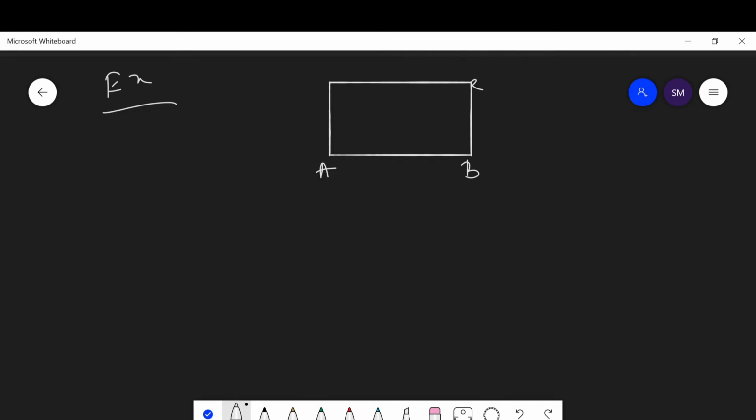ABCD is a rectangle whose two sides are given: this is 15 centimeter and this is 8 centimeter. Length is equal to 15 centimeter, breadth is 8 centimeter. Here we have to find out the length of the diagonal. Let BD be the diagonal here. Here we have to find out BD, the length of the diagonal.